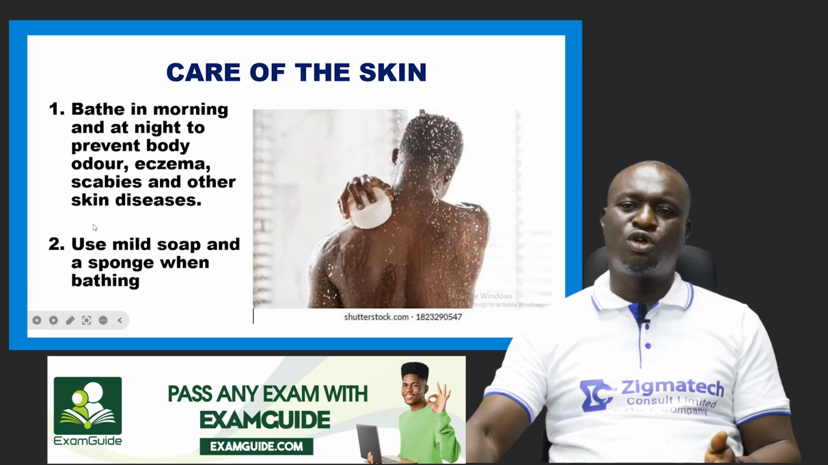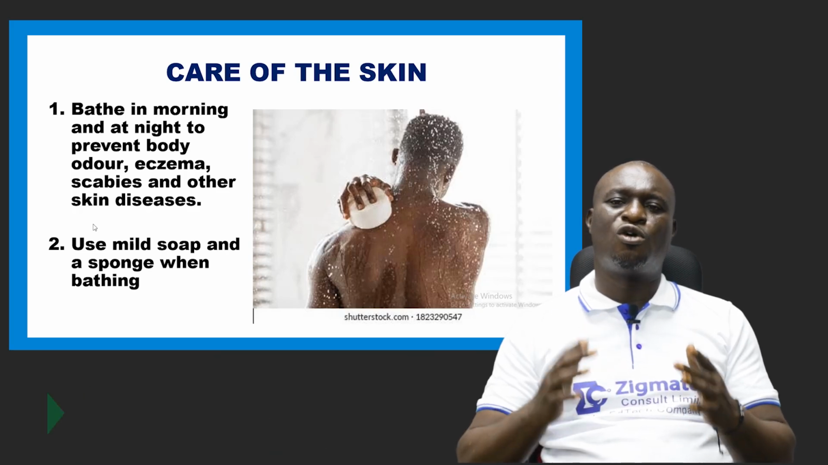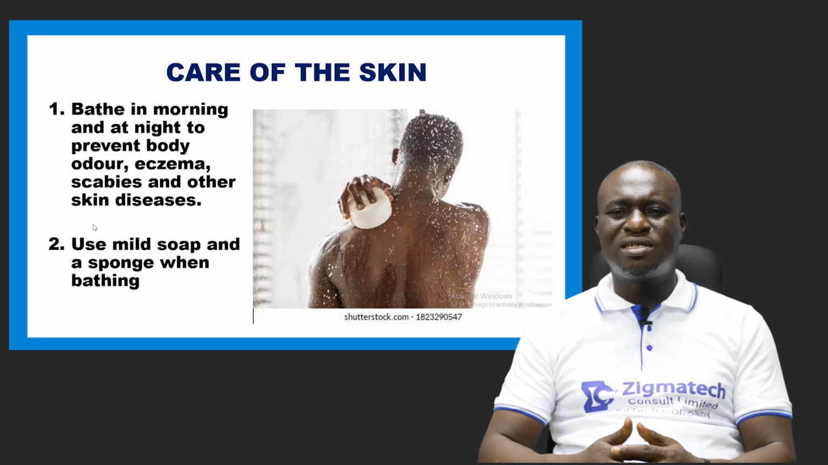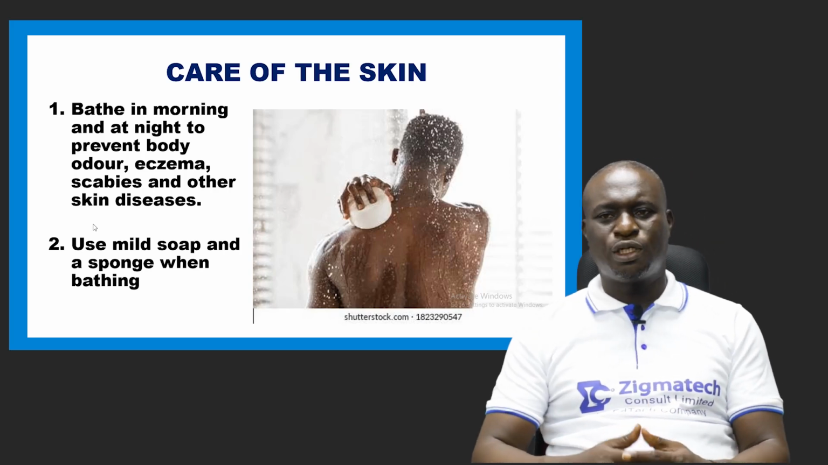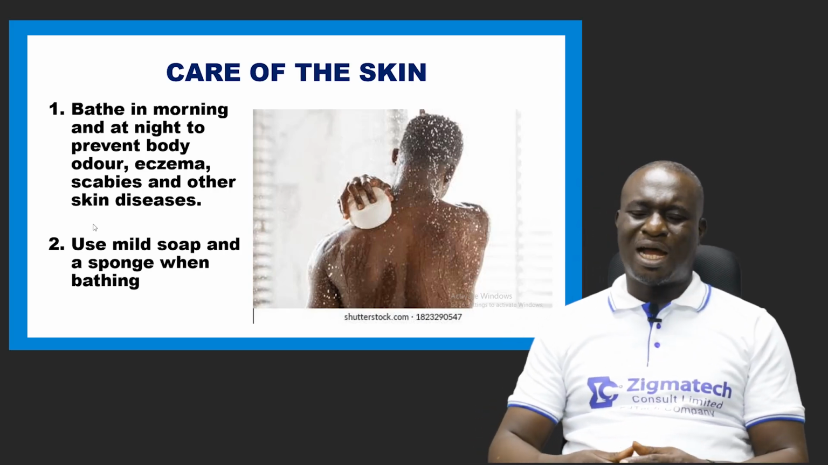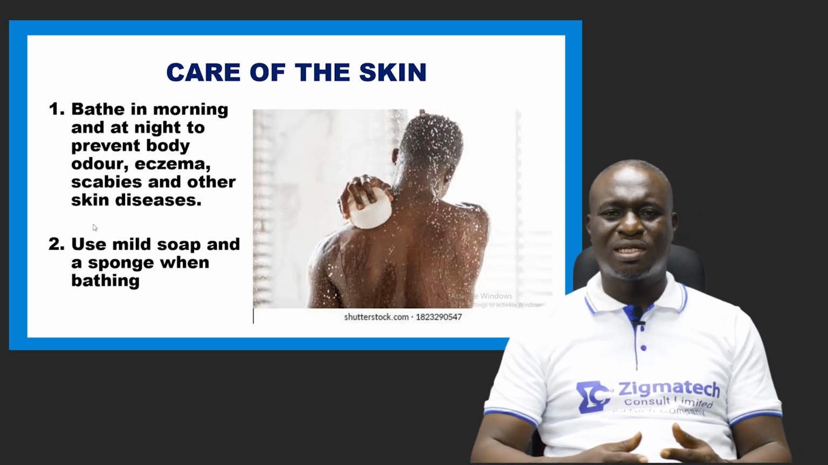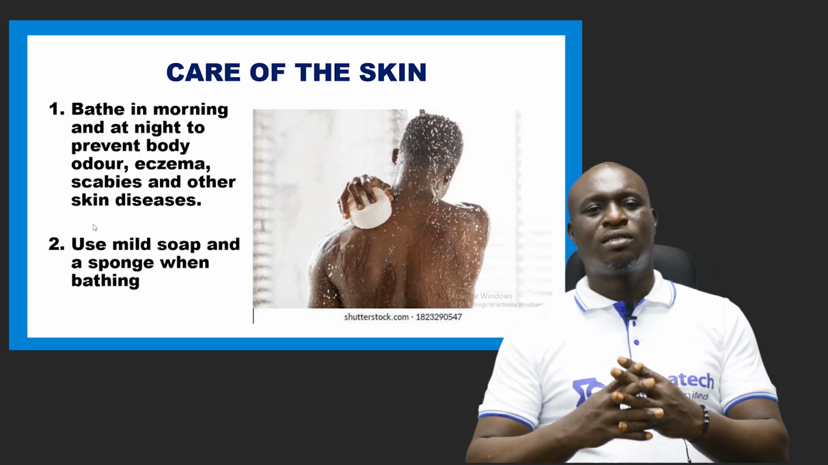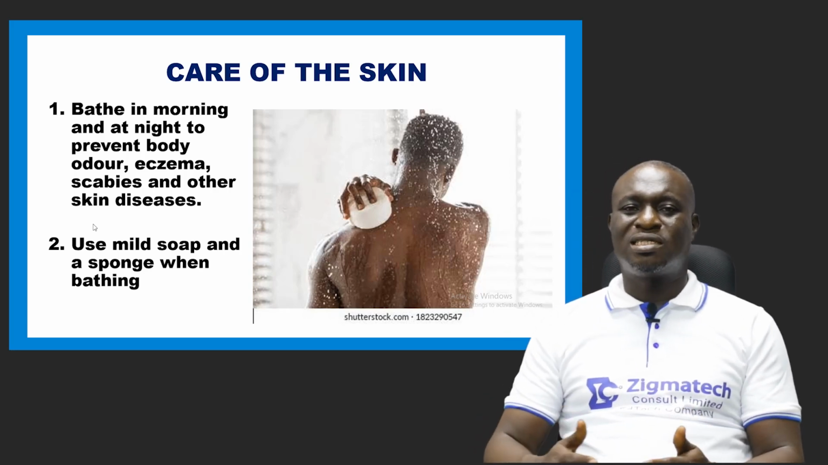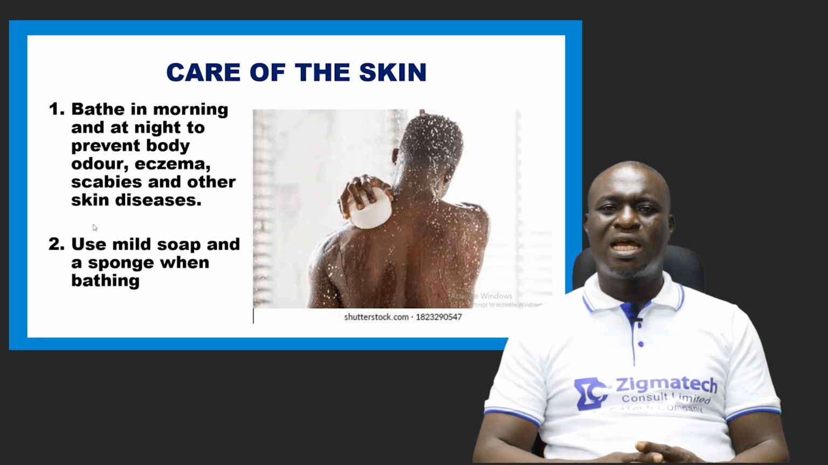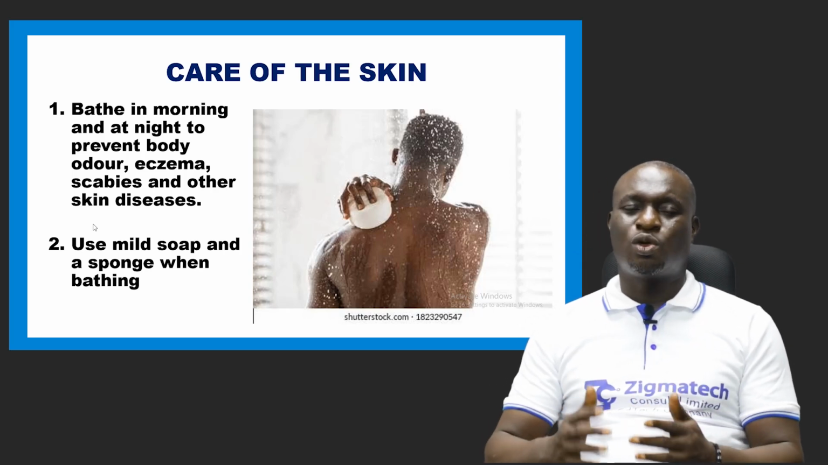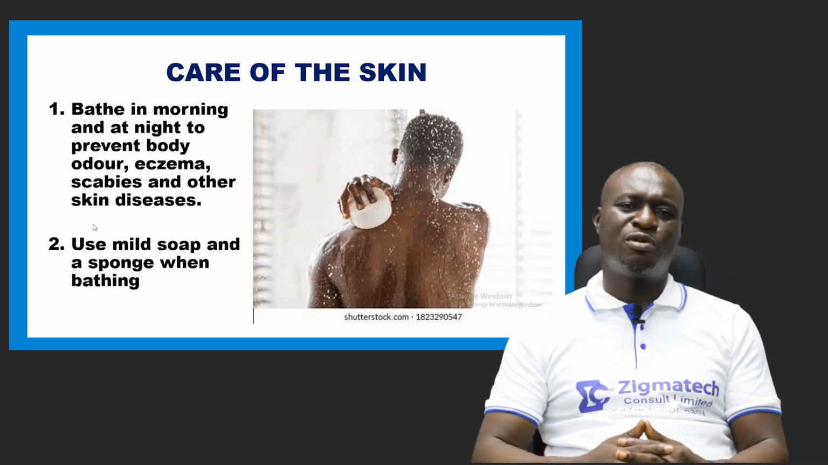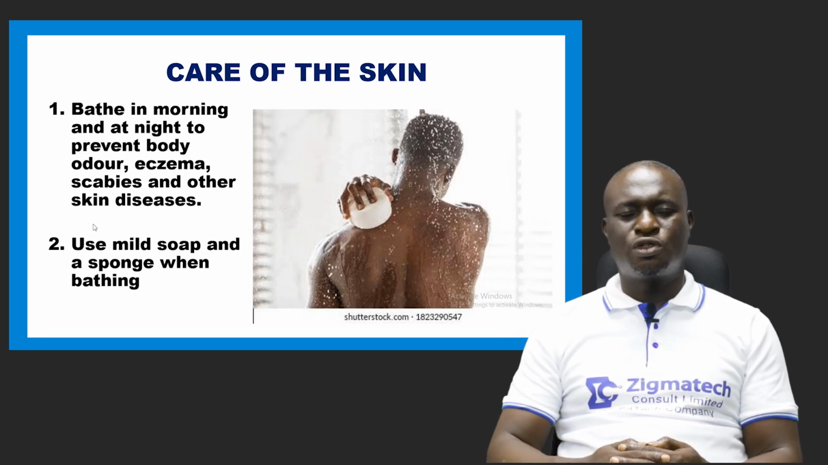Now, the first one we're going to be looking at is care of the skin. Most persons have had several skin diseases like body odor, eczema, scabies and ringworms and so on. These are bad skin diseases. Those skin diseases could have been avoided if the person was taking good care of their skin. These are some of the ways we can take good care of our skin.